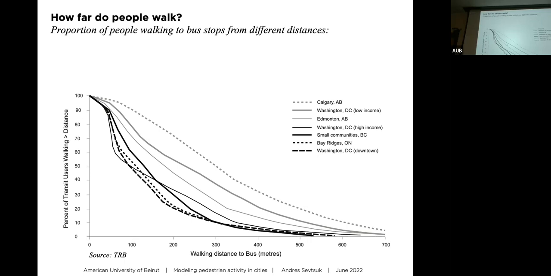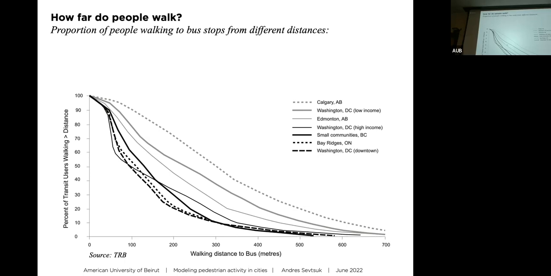For instance, even in the same city, we see Washington, D.C. high income is the thin black line. Washington, D.C. low income is the thick gray line. And we see that the thick gray line is above the thin black line, which means that low income communities are generally willing to walk longer, probably because of less access to different transportation modes, less ability to pay for alternatives. But generally, all groups follow that curve.